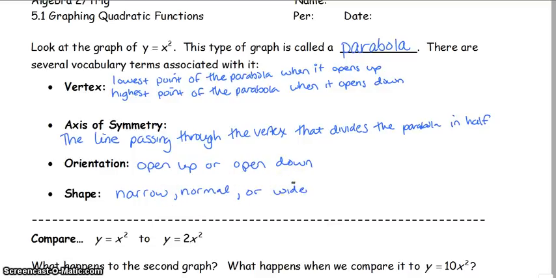And all of the rules that we talked about before for absolute value bars are still going to hold true here. So opening up and down is going to be determined by the A value. Positive opens up, negative opens down. If it's narrow, the value is greater than 1. If it's normal, it's 1. And if it's wide, it's a fraction between 0 and 1. And all of those, we're talking about the absolute value of it.